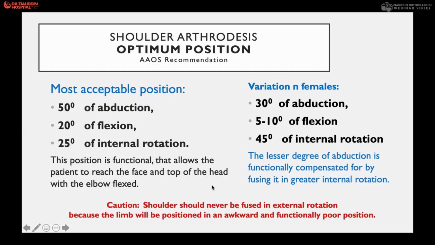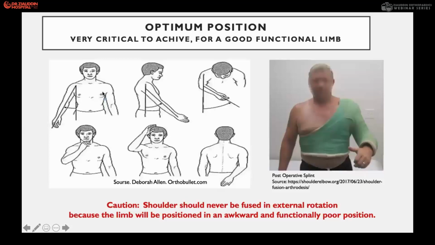There is a caution while you are doing the shoulder arthrodesis that the shoulder should never be fused in external rotation, because the limb will be positioned awkwardly and functionally poor results will follow. Here is the optimum position. With this optimum position, these gentlemen can eat well, reach the face, comb the hair and clean the back area.